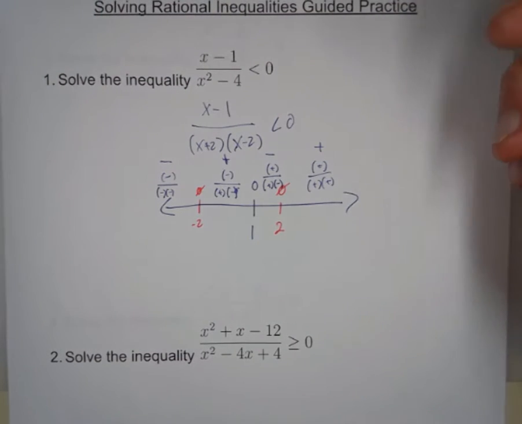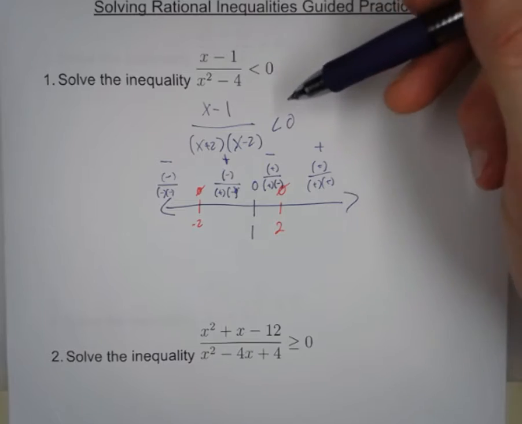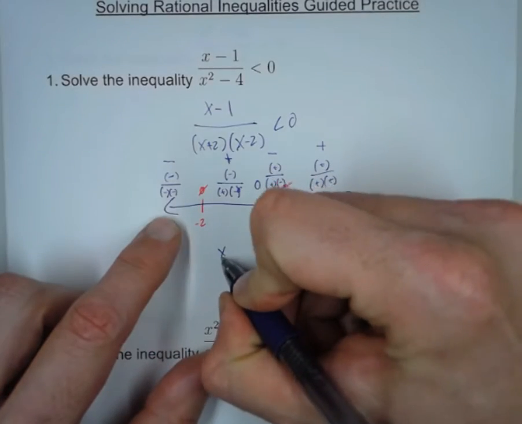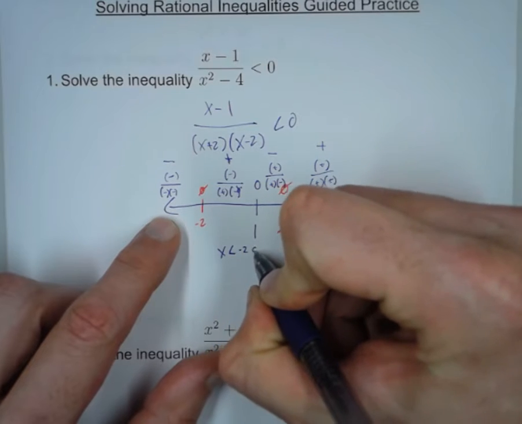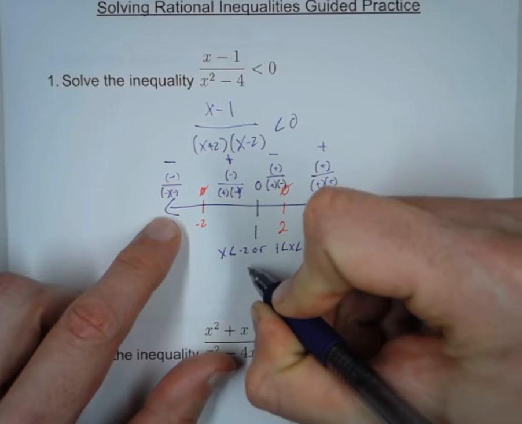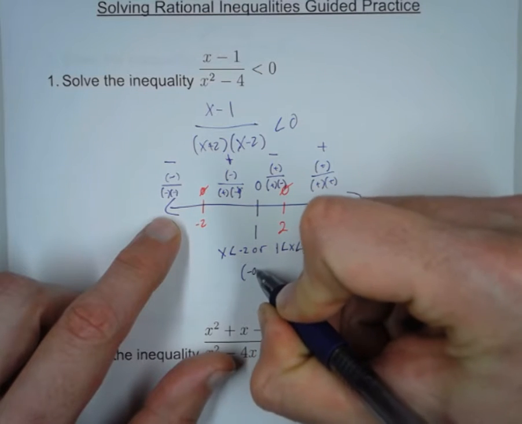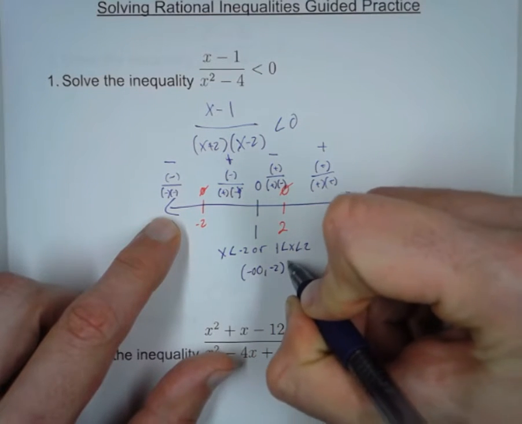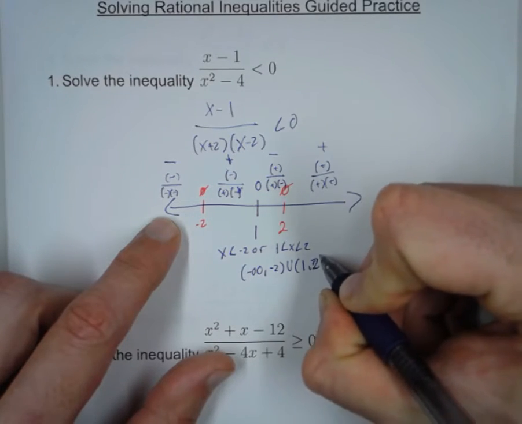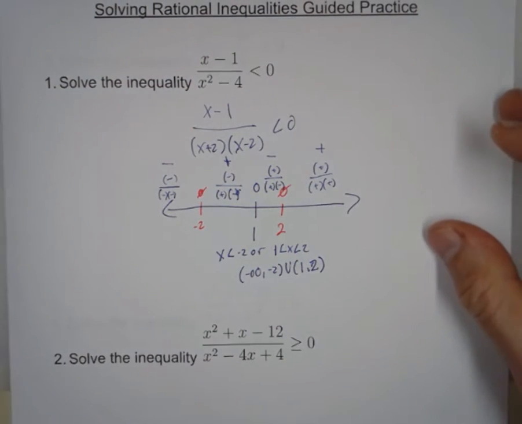Now, what are we interested in? We're interested in the parts that are less than 0. So that is these two intervals here. So that is x is less than negative 2, or 1 less than x less than 2. Or in interval notation, that's negative infinity to negative 2, union 1 comma 2.